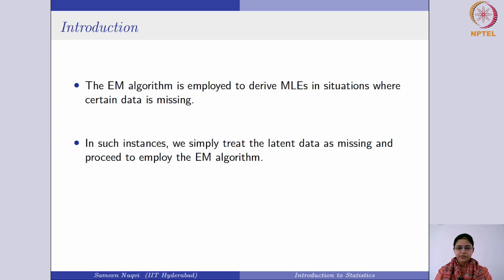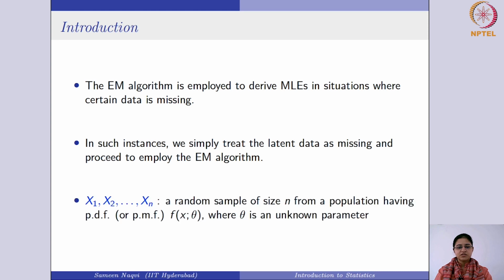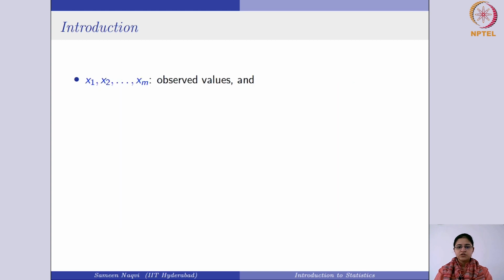To understand this, let us consider a random sample of size n from a population whose PMF is given to us. So x1, x2, ..., xn is a random sample. Now, in this random sample, some of the observations might be available to us. Suppose out of n, x1, x2, ..., xm, m observations are available, and the rest of them, that is n minus m, from xm+1 to xn, are missing values of the random sample.